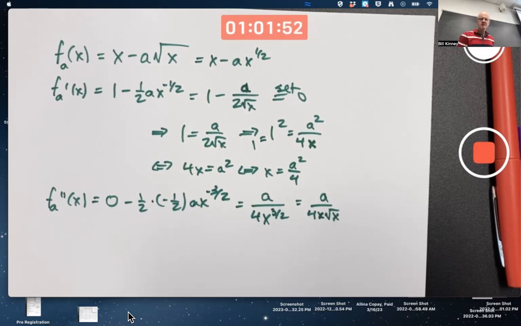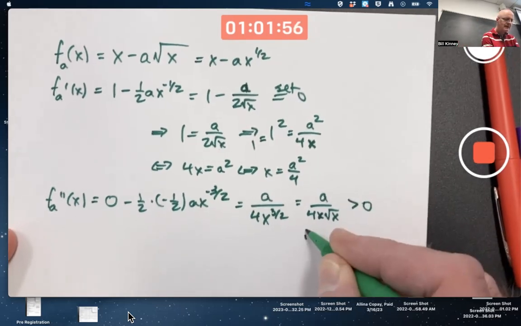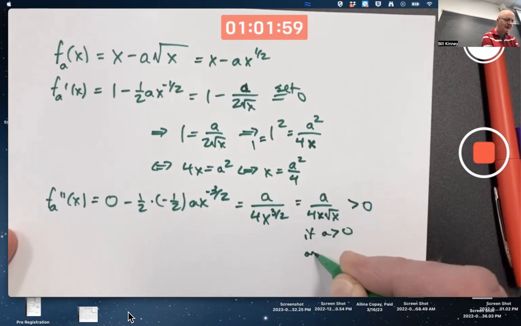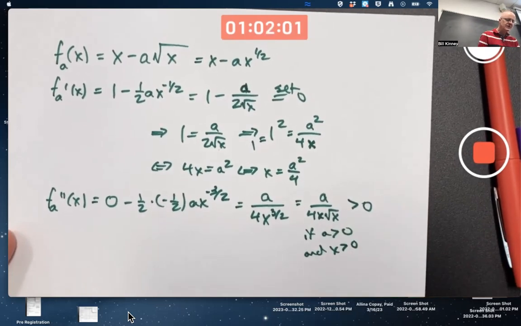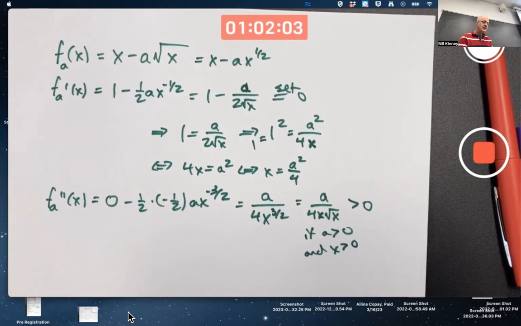it's never zero. It's always positive. This is positive if a is positive and x is positive, which is what we're assuming in these things. It's not going to change sign. There are going to be no inflection points. The graph, in fact, is always going to be concave up. And it doesn't matter what a is as long as it's positive. So we're going to get some sort of concave up graph, no matter what positive value of a we have.